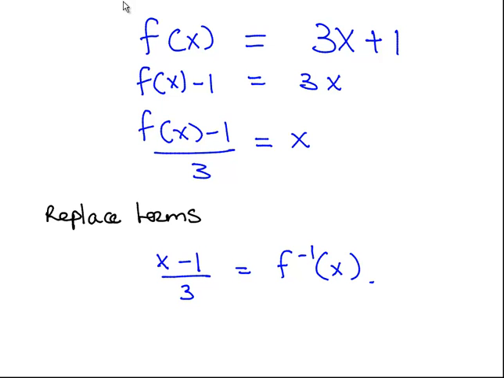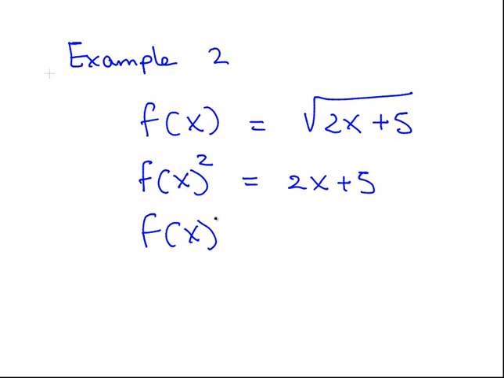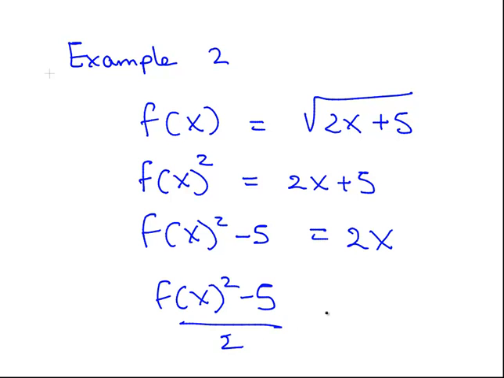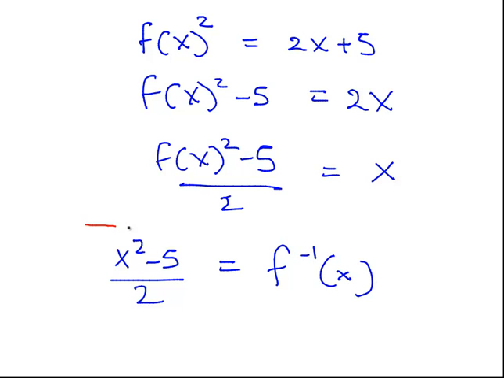Let's do another one. Example 2: f of x equals the square root of 2x plus 5. Let's square both sides. f of x squared equals 2x plus 5. Subtract 5 from both sides, and then divide by 2. There we go. Now let's replace our values here. So we have x squared minus 5 over 2 equals f to the minus 1 of x. That's the answer to the second one.